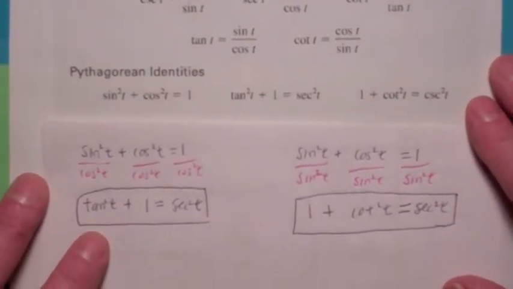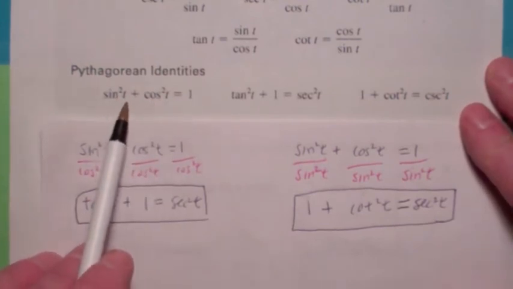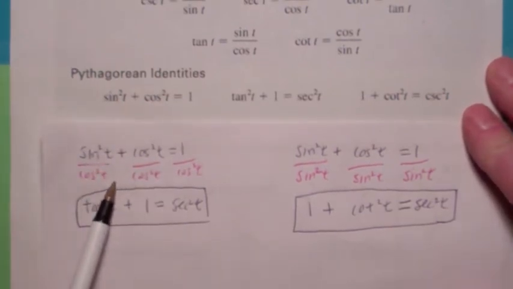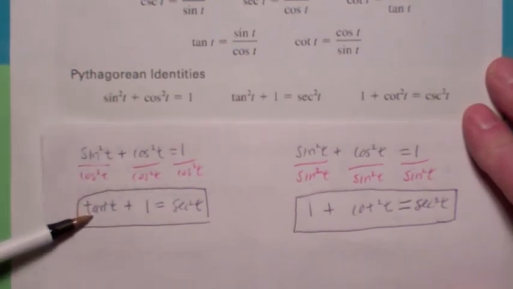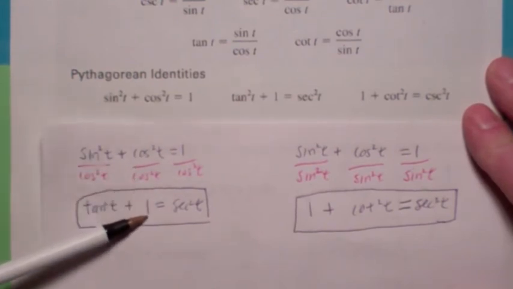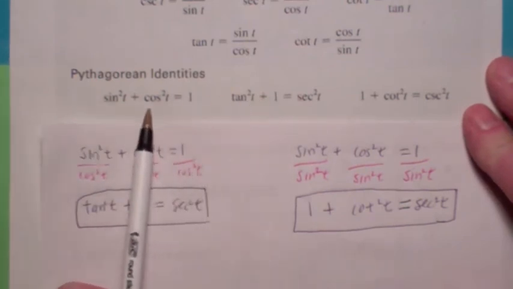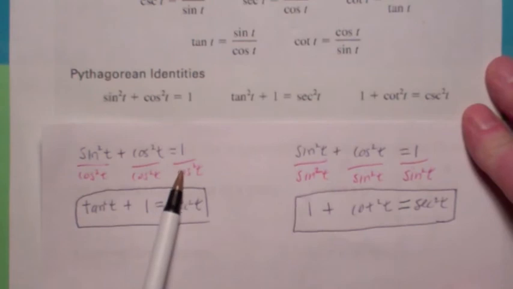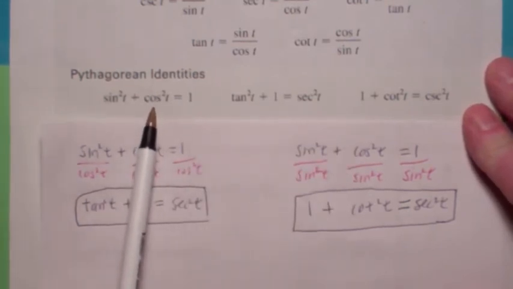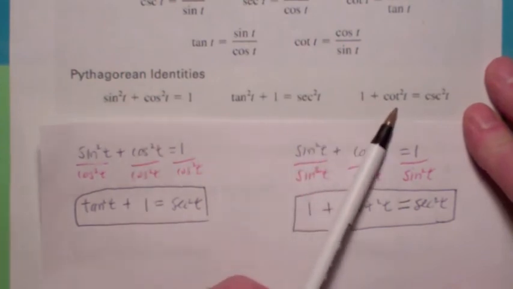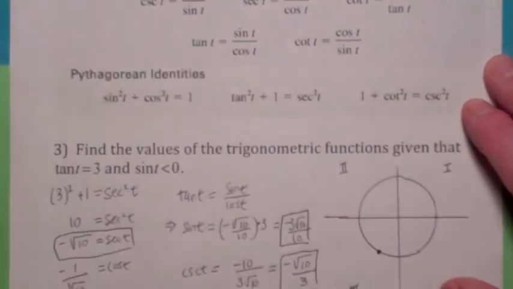Again, you don't have to memorize these, you can just quickly derive them. If you take this equation and you divide both sides by cosine squared, look what you get. Sine squared over cosine squared becomes tangent squared. Cosine squared over cosine squared is 1, and 1 over cosine squared is secant squared. So this second one is obtained from the first one by just dividing both sides by cosine squared. Similarly, you can check this, but if you take this first equation and you divide both sides by sine squared, you get this third equation. Anyway, these do come up quite a bit, so you've got to learn these.